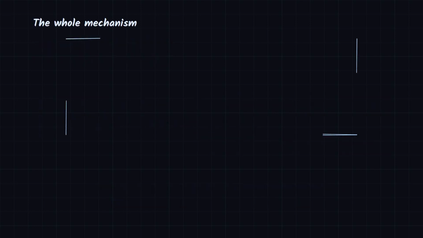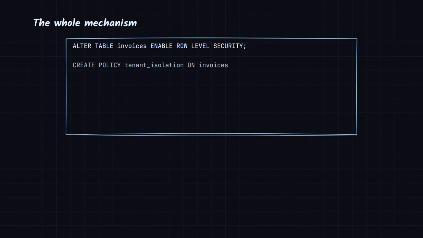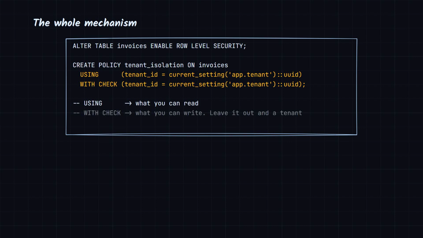You enable row-level security on the table, and then you write a policy. The USING expression is a condition Postgres silently bolts onto every query that touches this table. So a select for unpaid invoices becomes, invisibly, unpaid invoices where tenant ID matches the current session's tenant. The developer does not write it. The developer cannot forget it.